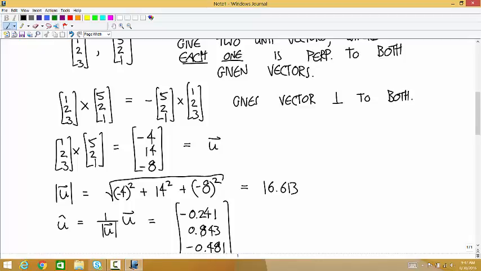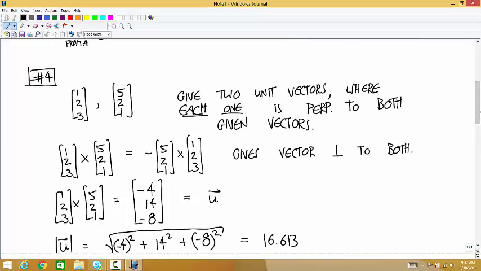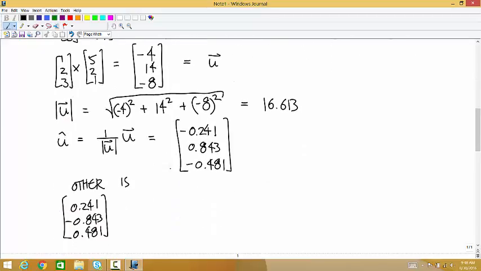Okay, and here's how it's going to come up more often for us. How about a vector that's perpendicular to both of these and has the unknown magnitude r? How would you get that? You'd calculate the unit vector that's in the desired direction, and then you'd multiply it by r. So your answer would be negative 0.241r, 0.843r, negative 0.481r. And that kind of stuff is going to come up all the time.